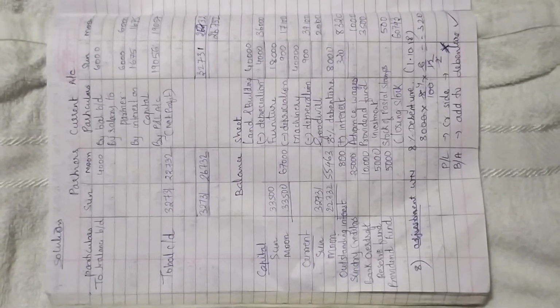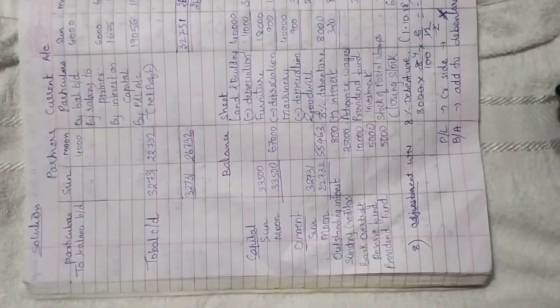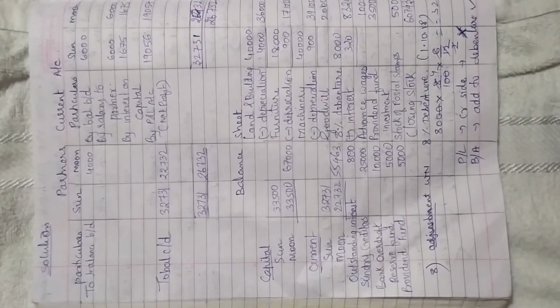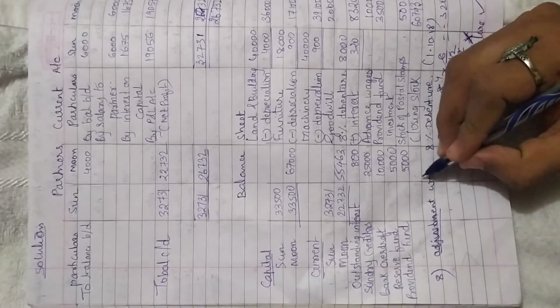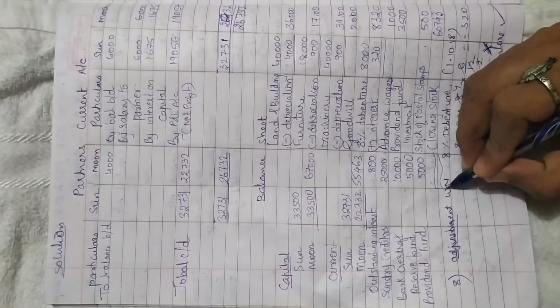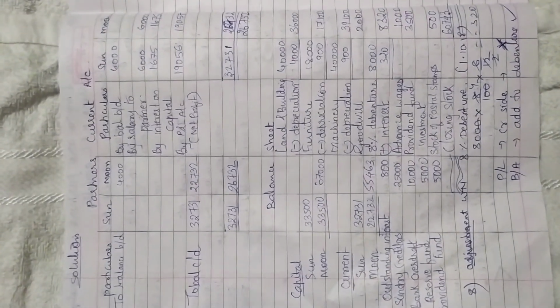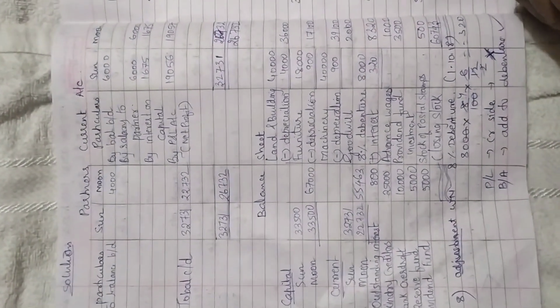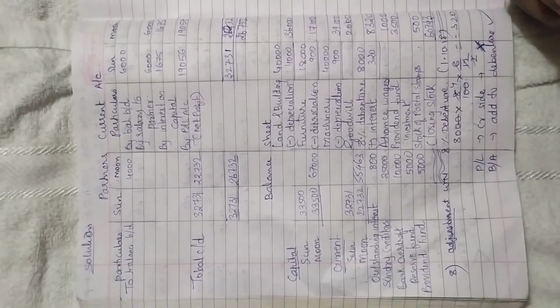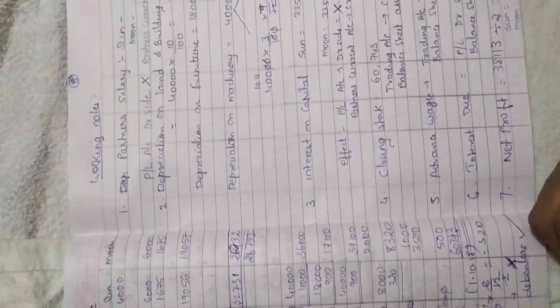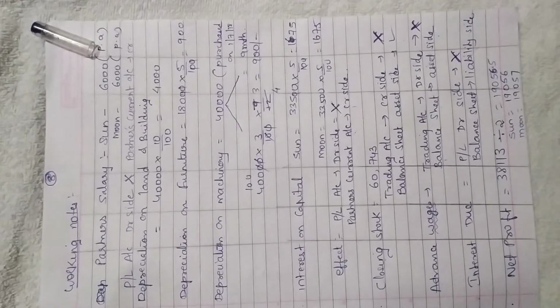Then you will total the liabilities and you total the assets separately. You can find on both sides the same amount will appear. With this we end up the problem, the sum, with the adequate working notes.